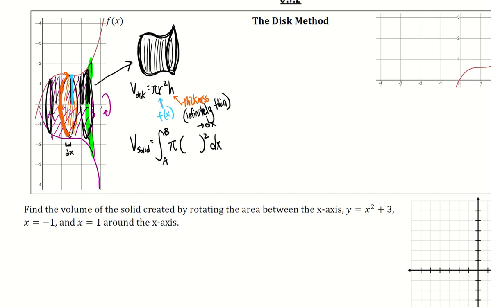And then the radius, again, wherever your disk is, your radius is touching the top of the function from the x-axis. So the radius is just f of x. Whatever that original function was to begin with, that's what you're going to square, multiply by pi, and multiply by dx, which represents the thickness. So again, that's the radius, and that's the thickness of the disk.